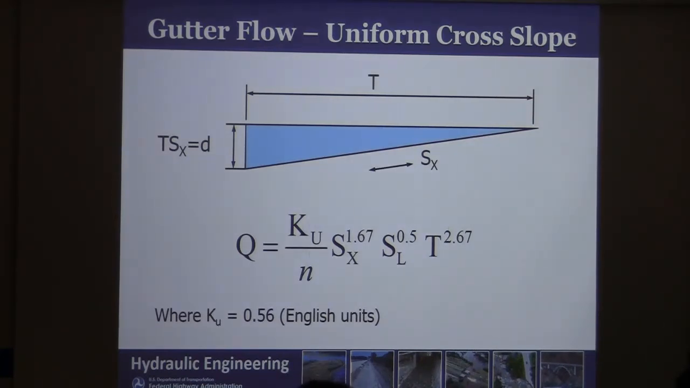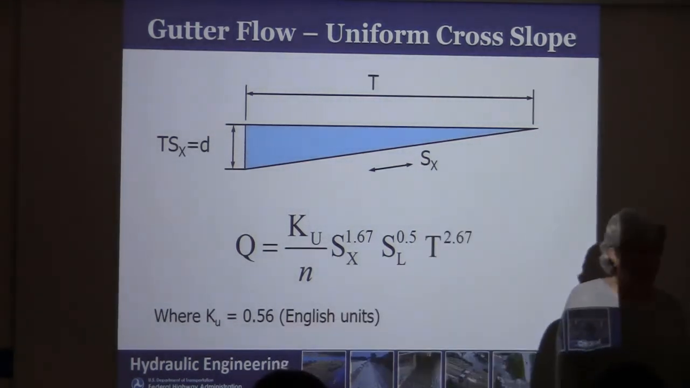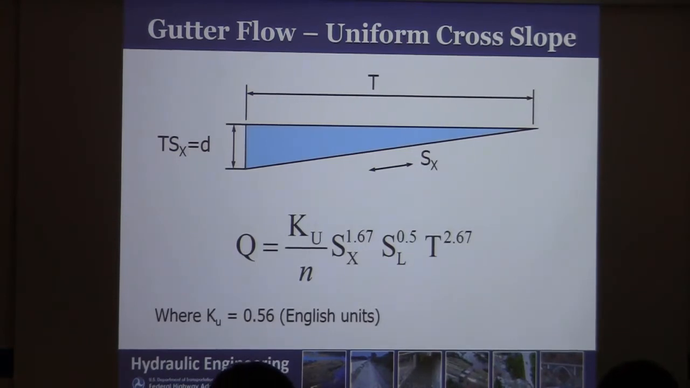And the reason it has been modified is that your top width can at times be 40 times the depth of the water, and the Manning's equation really doesn't accurately reflect that difference in top width to depth. So they modified it. And you'll notice here this K sub U is not 1.49 anymore, it's 0.56. I'm going to be showing you a number of equations, and those K sub U's keep changing. So pay attention, it's not always the same. Make sure you know what it is.